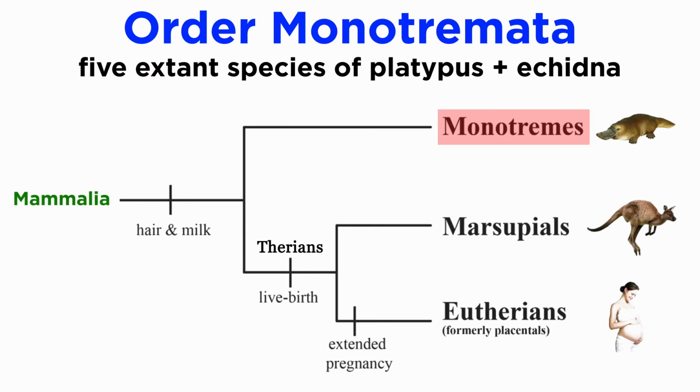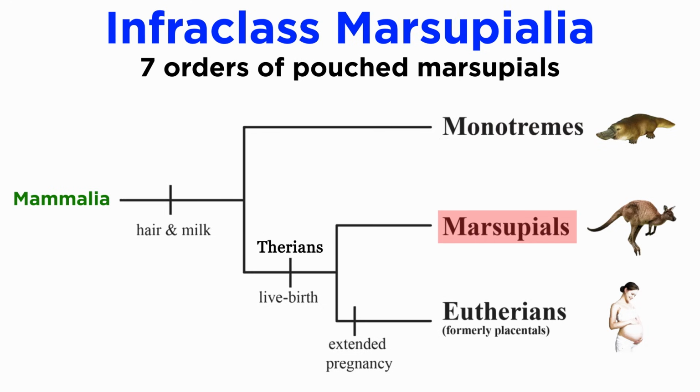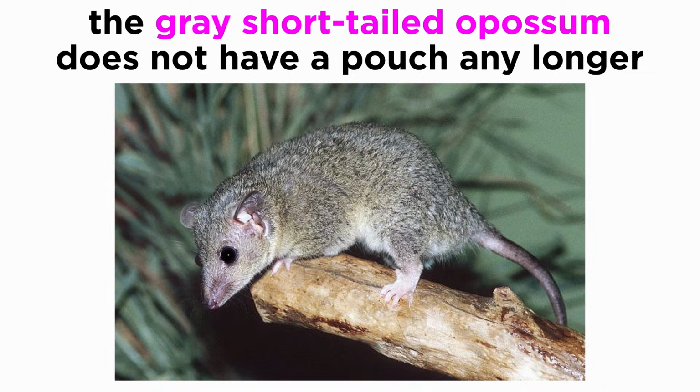In the previous tutorial, we went over the 5 extant species of egg-laying mammals that make up order Monotremata. In this tutorial, we will cover the 7 orders of marsupial or pouched mammals of infraclass Marsupialia, which are distinguished by their possession of a pouch either in their present form or in their past ancestry, since some extant species, like the gray short-tailed opossum, no longer have one.